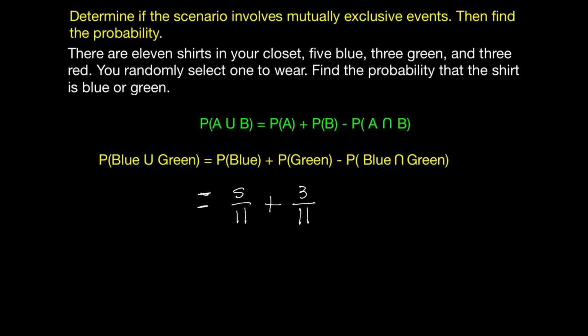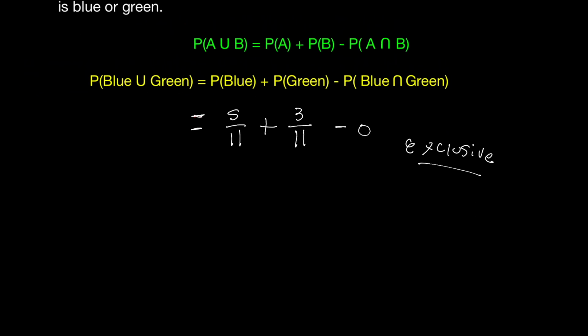Now notice that this problem doesn't give me any information about shirts that are both blue and green. So this is going to go to 0, and I can say that this is going to be an exclusive event. Now all that's left to do is to add these two fractions, 5 plus 3, that's going to be 8. And we keep the denominator 11, so the probability of blue or green is 8 over 11.